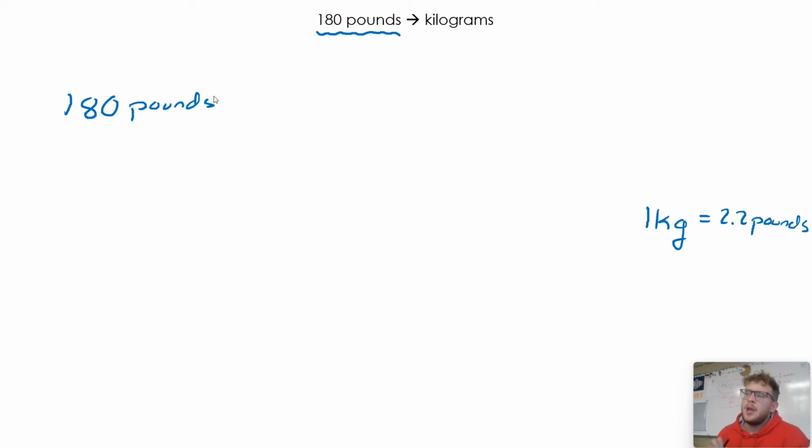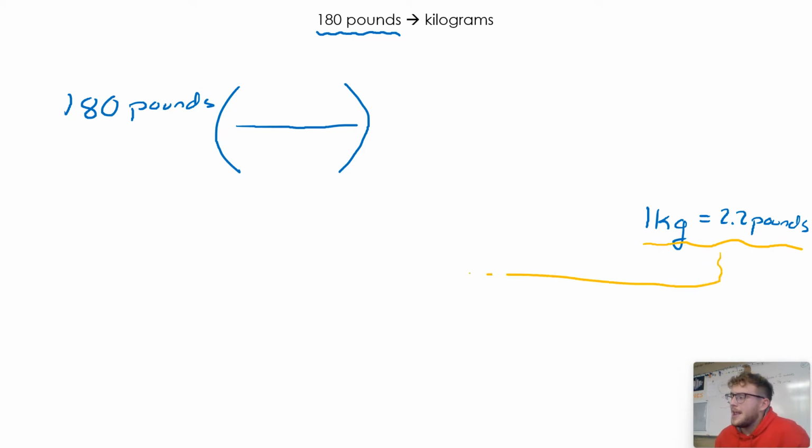All right. What you're going to do with that number and that unit is you're going to multiply it by a fraction, kind of like this. The thing is, what goes in that fraction? Well, in that fraction, you're actually going to be putting the conversion that you found. So over here was my conversion, 1 kilogram is 2.2 pounds. So I'm going to input that information into this fraction.